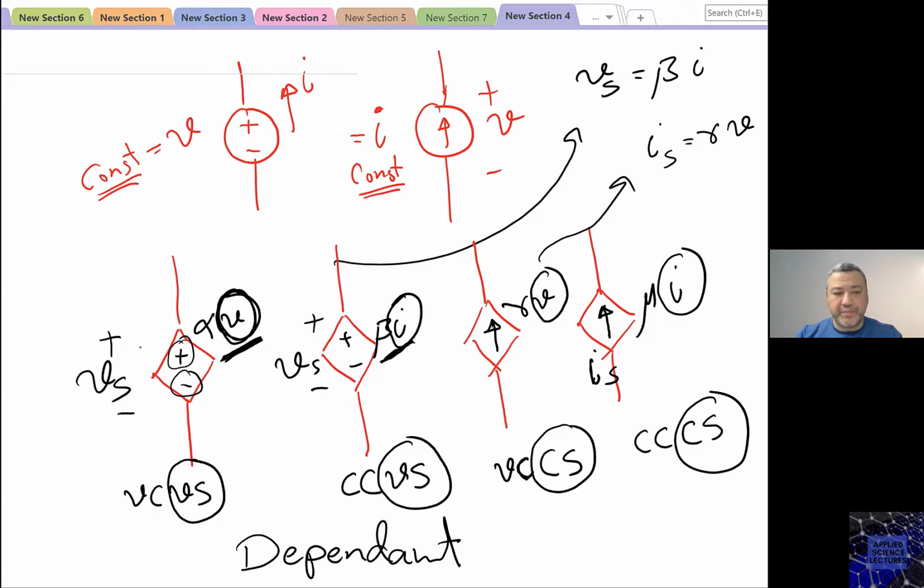So, is this clear? Sir, so the top 2 sources are independent, but the... That's correct. Can you raise up your voice? Your voice is very... Oh, sorry.